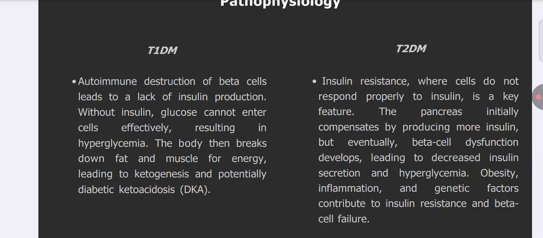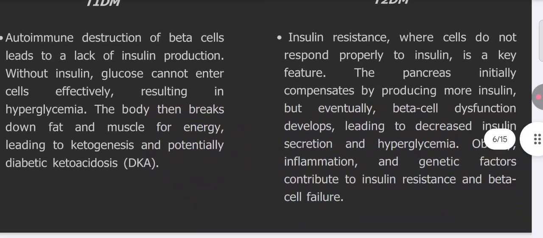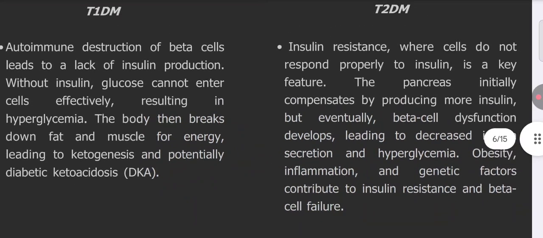But gradually, these things will not work as expected, and the sensitivity will decrease. So with a longer time, the decreased sensitivity will lead to glucose accumulation in the body. Obesity, inflammation and genetic factors contribute to insulin resistance.